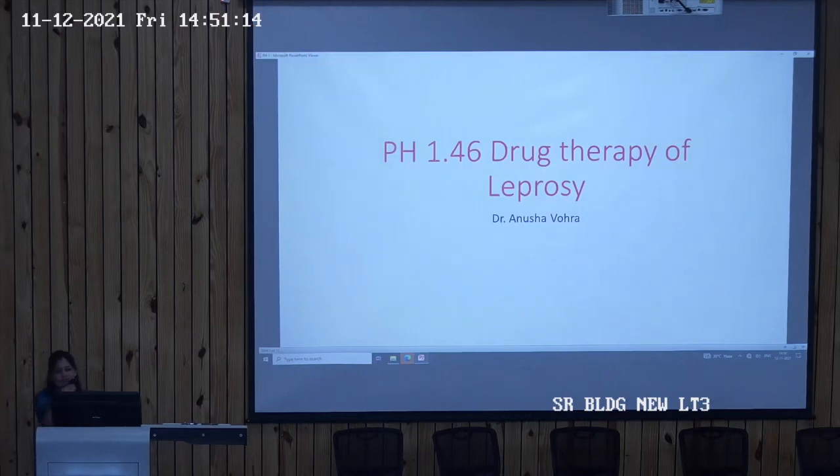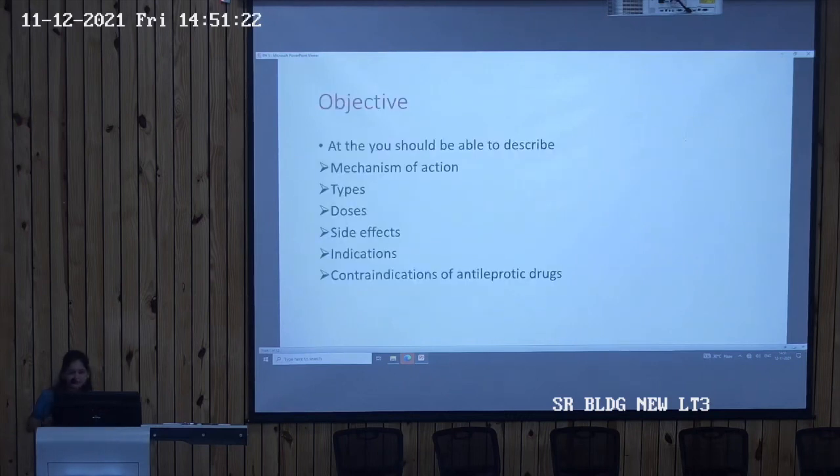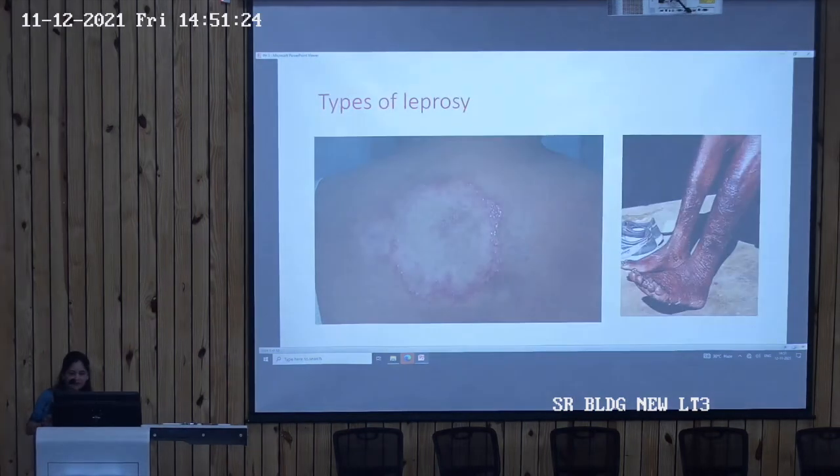Now there is drug therapy. We can't do anything, you have such a limited time duration. We have to cover drug therapy of leprosy. So what are the two types of leprosy? Paucibacillary leprosy and multibacillary leprosy. What is the difference? In paucibacillary, fewer than 5 lesions, a single lesion will be seen. It is not as infectious as multibacillary leprosy.